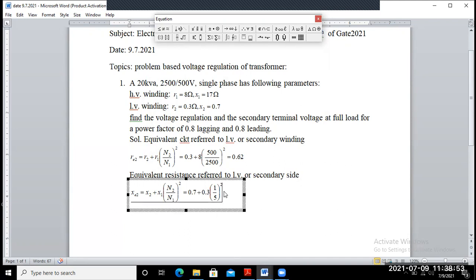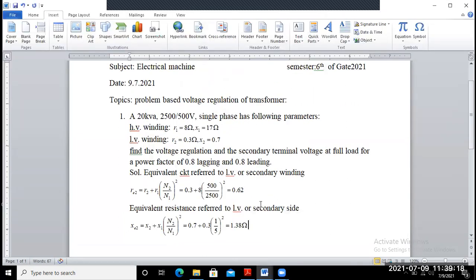So if you simplify this equation, you will get the value of equivalent reactance referred to the secondary side is equal to 1.38. This one is reactance, not resistance. Reactance.